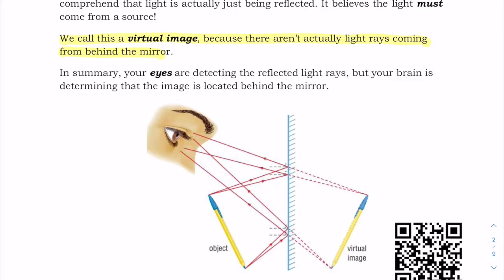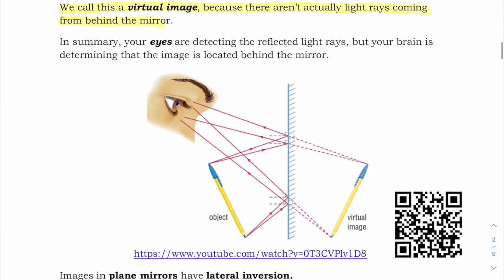Okay, so to summarize, your eyes actually detect reflected light, but when your brain processes that, it's determining that the image is located on the other side of the mirror. And we'll look at another example below. So we have the object on the left side of the mirror, the image, well specifically virtual image, on the right side.